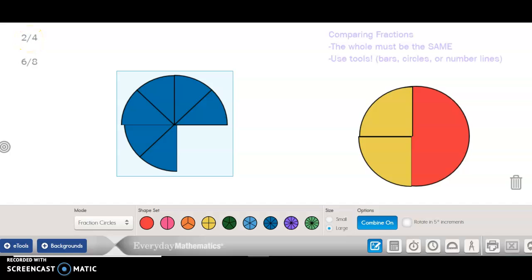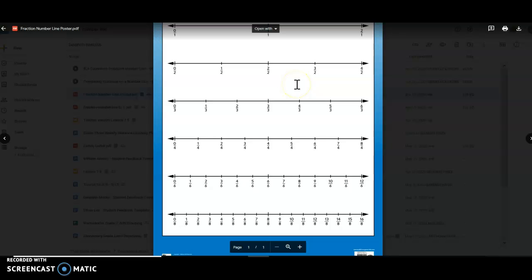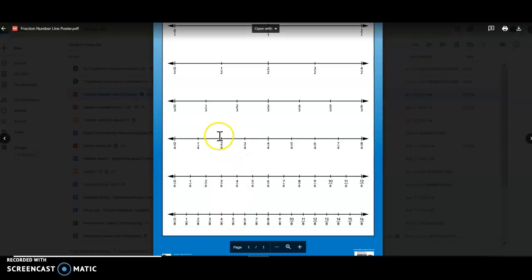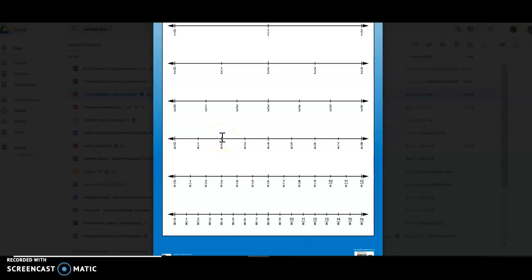Let's look at our fraction poster. I want to look at my fourths number line and my eighths number line at the bottom. 2/4 is right here, and 6/8 is down here. Imagine a line connecting this straight up. It appears like 6/8 is equivalent to 3/4 because they line up with the same line and are the same distance away from 0. Because 2/4 is closer to 0, I know that 2/4 is less than 6/8.